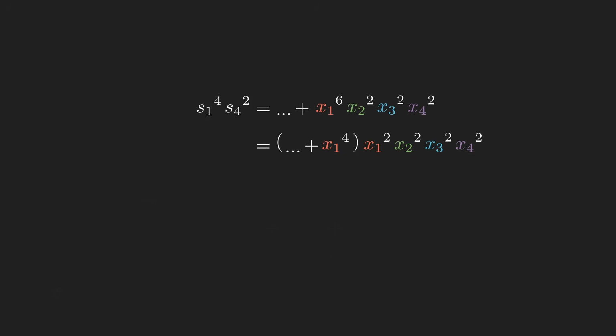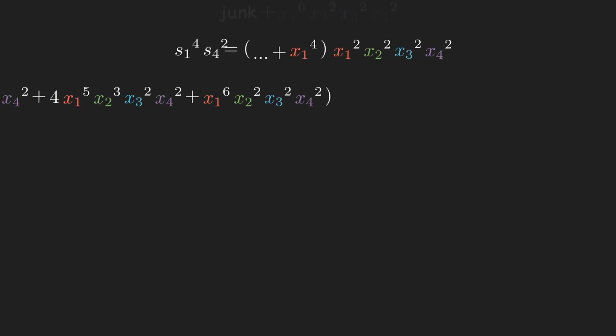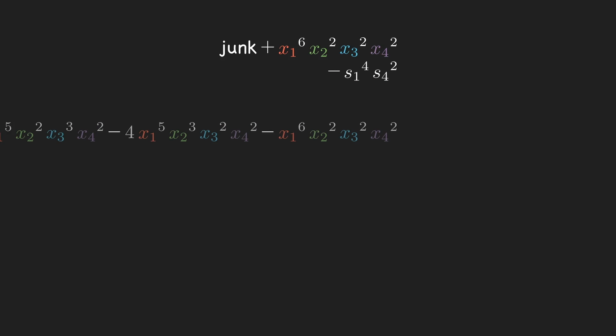If that didn't make sense, just see for yourself. If you expand it, the term x1 to the 6th, x2 squared, x3 squared, x4 squared appears. And there's no way to get a term with higher multi-degree because the only term where the exponent on x1 is 6 is the term in question. This means that if we subtract s1 to the 4th times s4 squared from our original polynomial, we'll cancel out the term with multi-degree 6222.